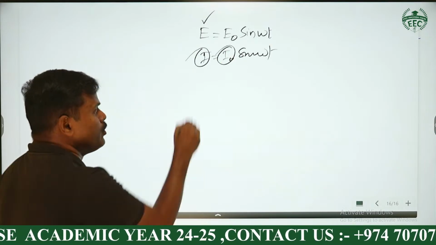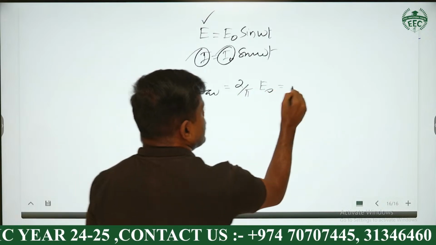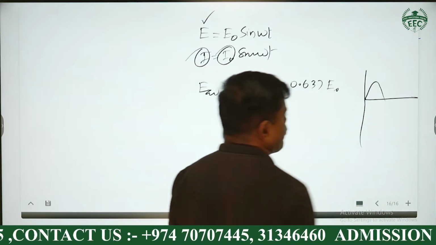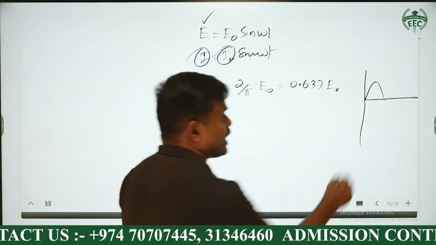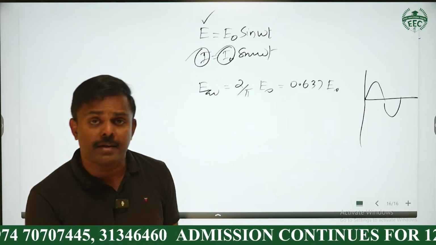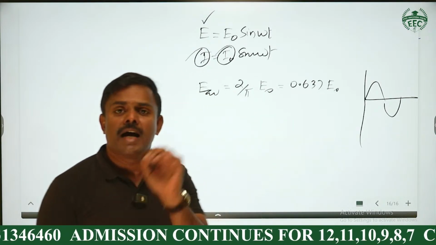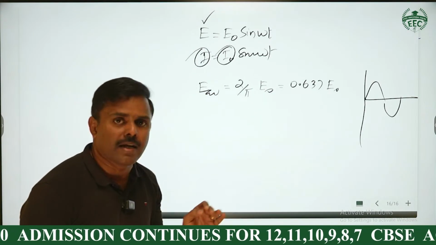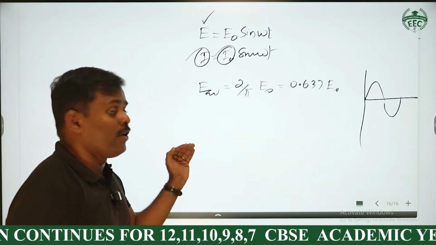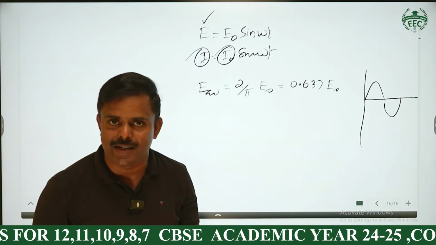What is average value? Average value is given by 2 by pi times E0, that is 0.637 E0. Remember, this is average over positive half cycle only. What about negative half cycle? That is minus 2 by pi E0. Here comes an important question: what is average over full cycle? It's 0. Never ever forget it. Average value of AC, EMF and current over a complete cycle is 0.